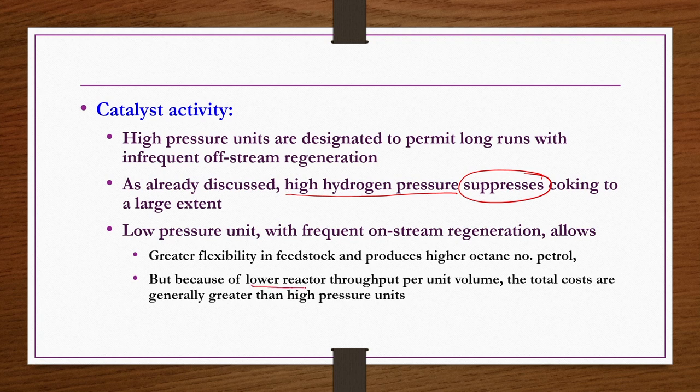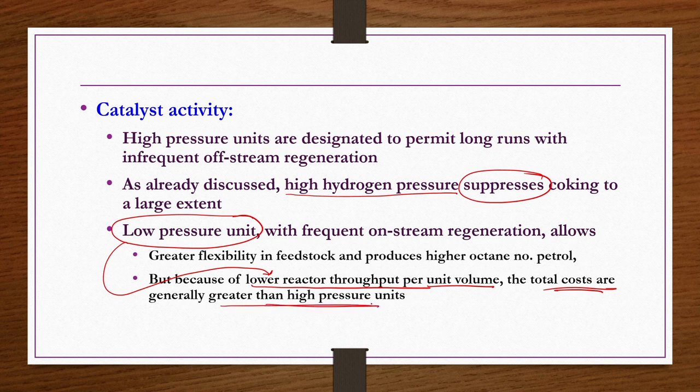But because of lower reactor throughput, if you use low pressure units, then what is the problem? Your reactor throughput per unit volume would be low. Because of that, total cost in the case of low pressure units is generally greater than high pressure units. So despite having the other problems, it is better to go for the high pressure units with the upstream regeneration. What do you mean by upstream regeneration? You have to stop the reforming process and then regenerate the catalyst and then restart the reforming process. That is a cyclic operation kind of thing.